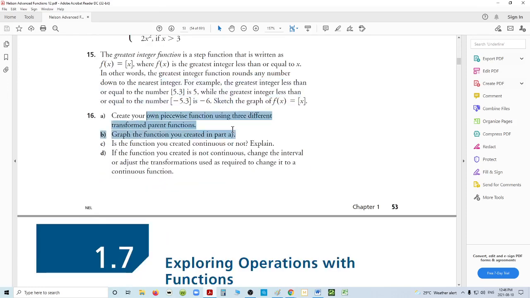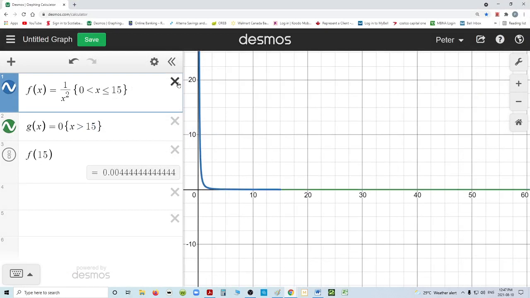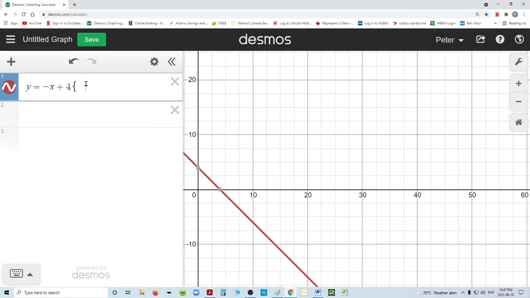Create your own piecewise function using 3 transformations. Okay, well, you can just do it yourself. You just have to make sure where one ends, the other starts. The easiest thing to work with always are lines. So you can just say, okay, I got a line on the left side that's minus x plus 4, and it stops at x is equal to 2. So just say x is smaller than 2.